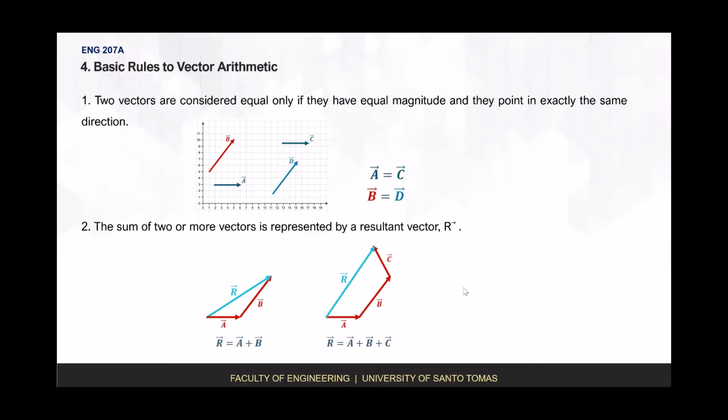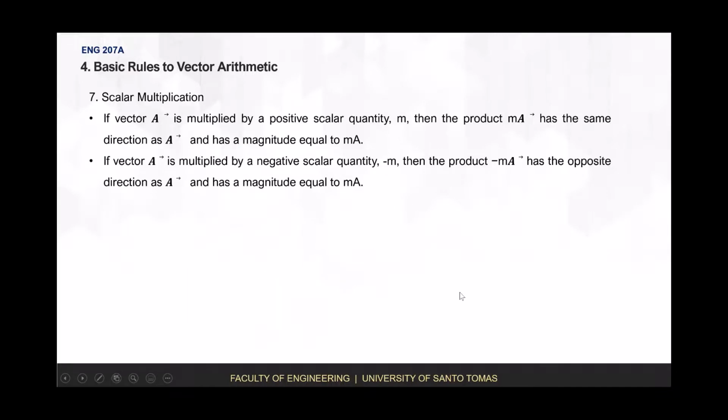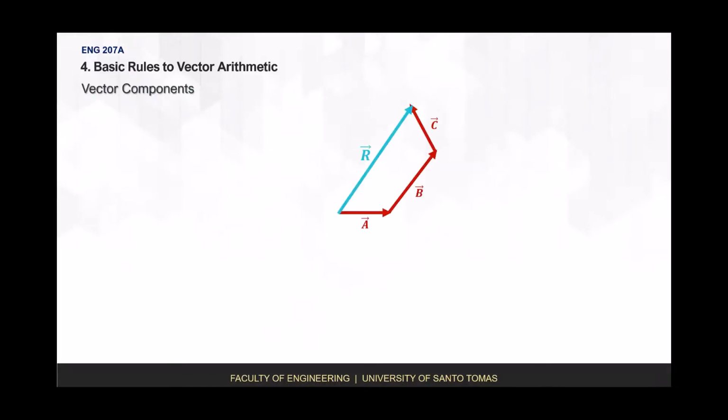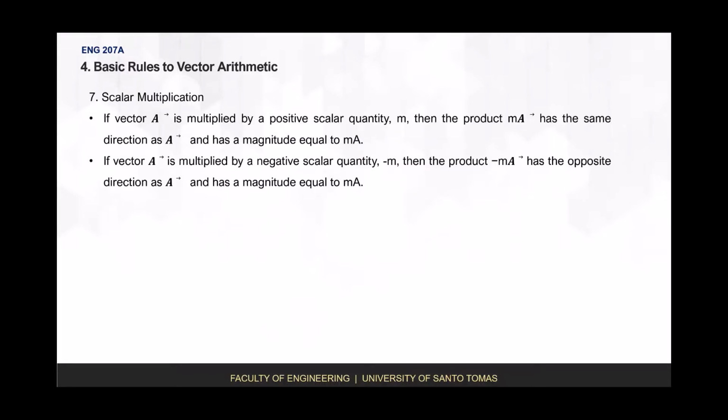Okay. Next. Again, here's the basic. This is scalar multiplication. So, I'll go a bit faster since it's 8:20 already. We're going to be solving many more problems later. So here's a scalar. For example, A is multiplied by a positive scalar quantity.